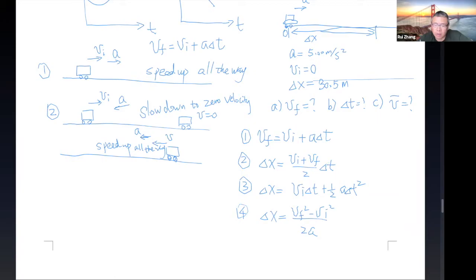There are two unknowns here. Now, the third one doesn't even have VF, so we cannot use this one. It won't tell us anything about VF. Given VI and delta X and A, you could use this to get delta T, but that's not VF. So finally, we have this number 4 here. We want VF, and we know VI, we know A, and we know delta X. So we can use number 4 to solve the problem. Let's do that, okay?